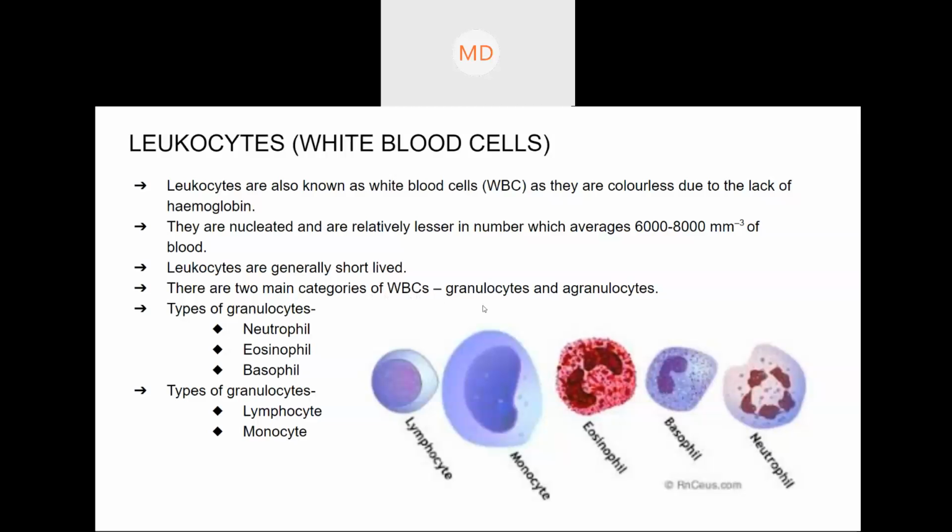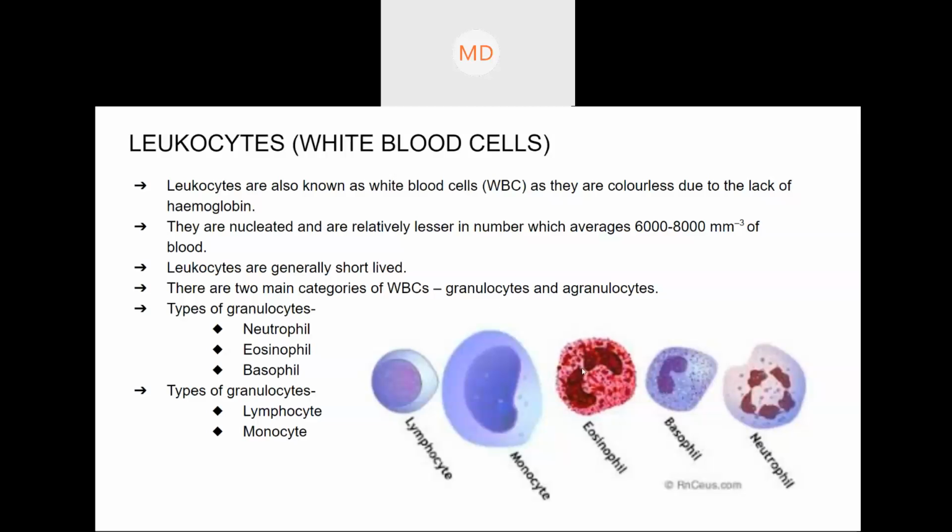Granules are nothing but small particles. When they are present, the cells are known as granulocytes. And those blood cells where these granules are absent are known as agranulocytes. So you can see here the types of granulocytes.